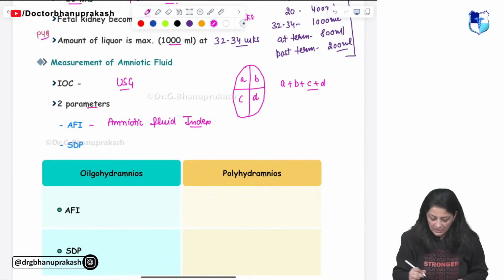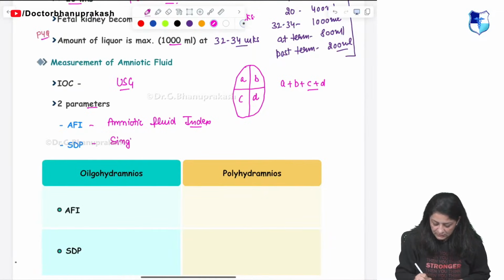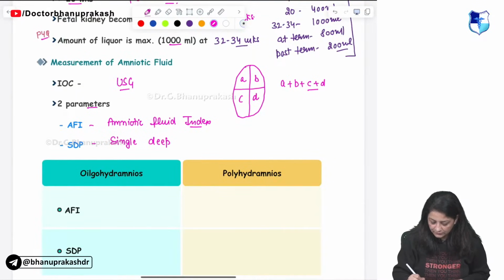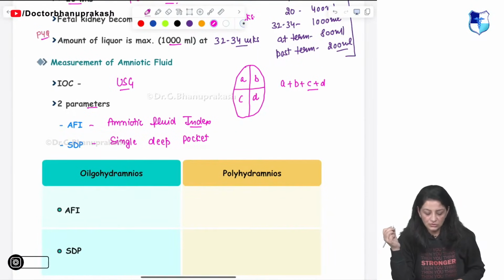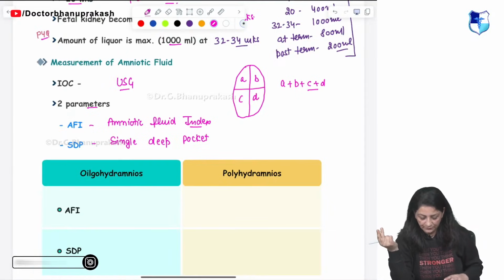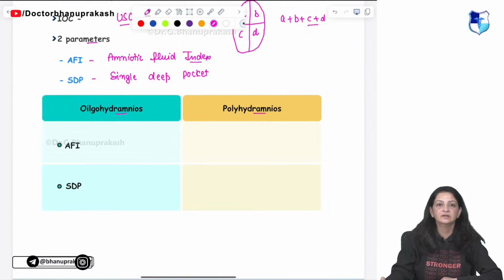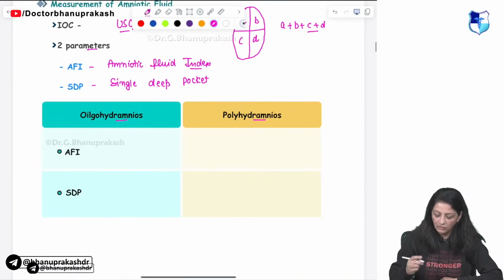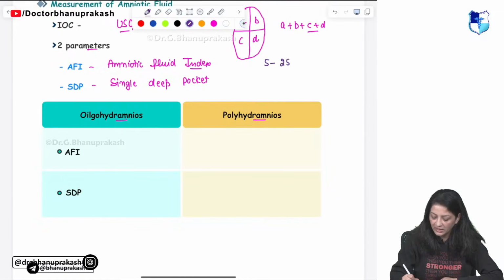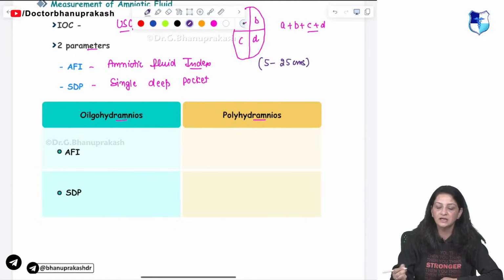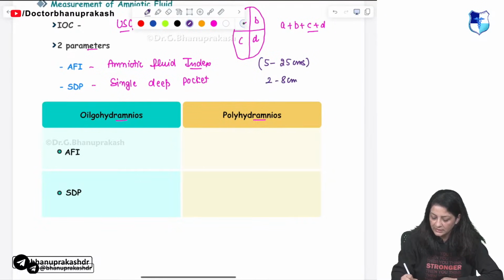Second one, SDP, single deep pocket, which means the largest single deep pocket. So we have 2 parameters, amniotic fluid index and SDP. Oligohydramnios and polyhydramnios are amniotic fluid disorders. The normal value of AFI is around 5 to 25 centimeters, and single deep pocket 2 to 8 centimeters.